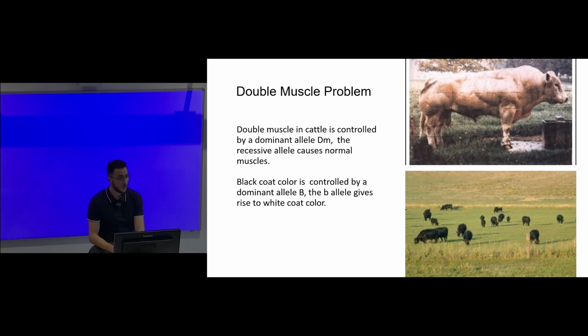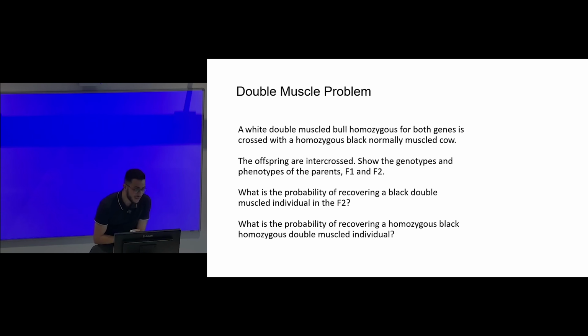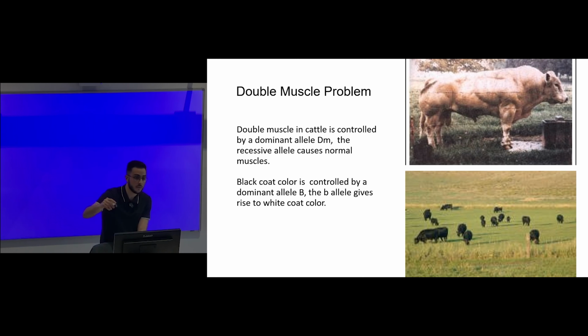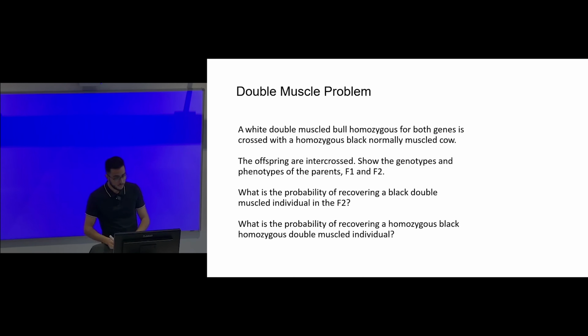Does that make sense? So how would you solve a problem like this? Well, the problem is not yet defined, but if you get this information already in the question, start writing the genotypes, like the big DM means that you have double muscle, and then small dm you have normal muscles, whatever, okay? So then the question comes like this, okay? A white double muscled bull, homozygous for both genes, is crossed with a homozygous black, normally muscled cow, okay? So from this, are you able to figure out the genotypes of the two parents? Okay, so this is the first thing that you do. Then, for you to figure out the offspring, you kind of need to get the gametes, right? So you get the genotype of the parents, you figure out what gametes they produce, and then you go on from there, okay?